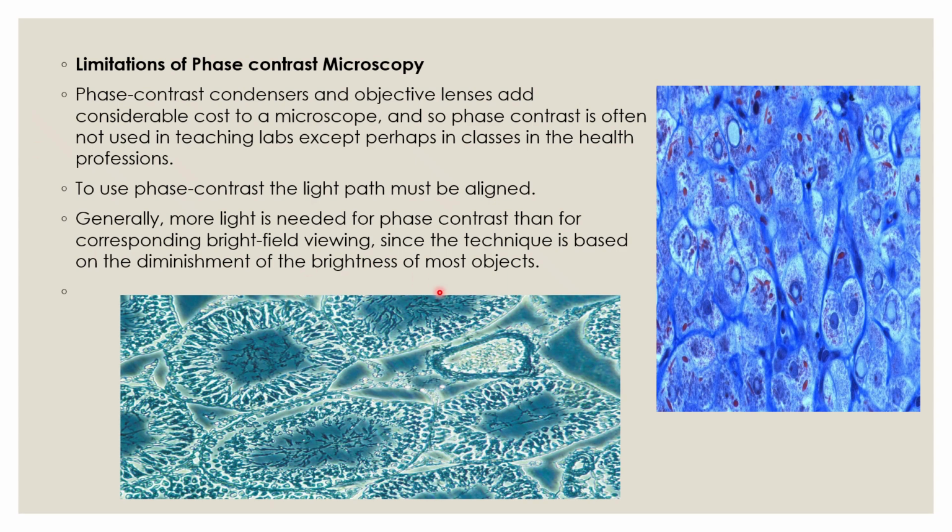The second thing is, to use phase contrast, the light path must be aligned. Because as you told, there is a blocked region, an unblocked region, and all those things. Hence, the alignment of light is very much essential over here. And more than everything, more light is needed in the phase contrast microscope than in the bright field microscope. So these are the limitations of phase contrast microscopy.